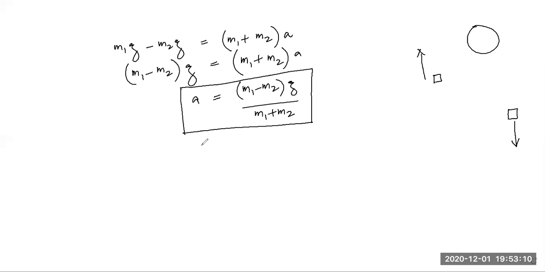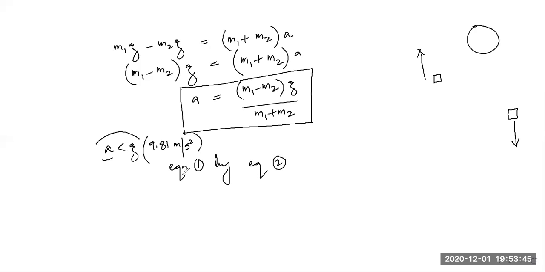Okay. So now, students, you see that obviously acceleration is less than acceleration due to gravity. What is the value for acceleration due to gravity? 9.81 meter per second square, right? So we can see acceleration of a system of two connected bodies is always less than acceleration due to gravity, right? So now, students, if we divide equation 1 by equation 2, what do we get?